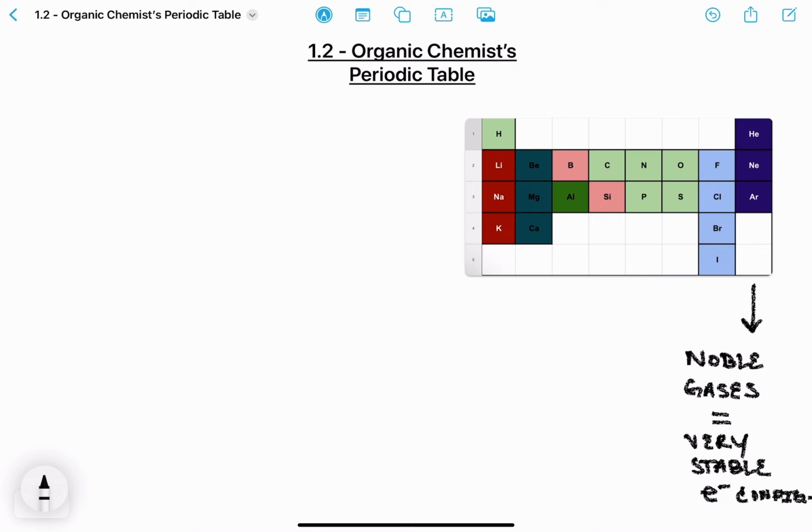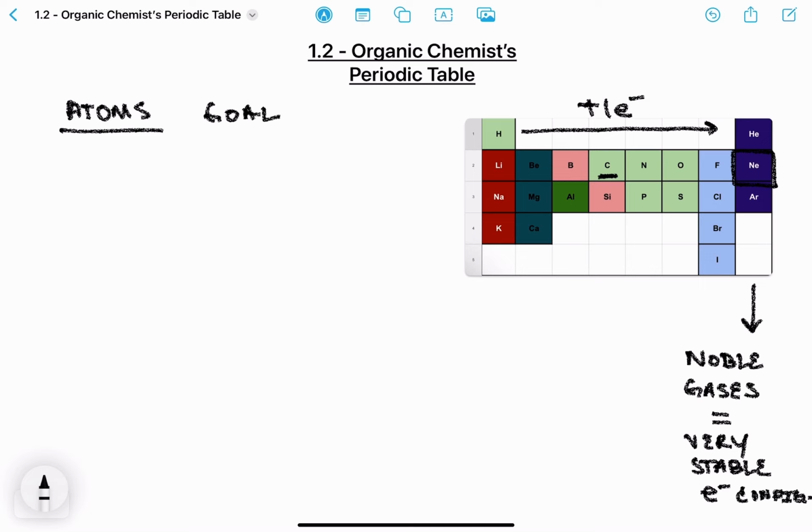So if we look at hydrogen, for example, hydrogen only needs one electron to get to helium's electron configuration, and therefore that stability, whereas carbon needs 4 additional electrons to get to neon's electron configuration and that stability. And so when we look at atoms and their goal, hydrogen's goal is a duet. That's 2 electrons, what it needs to achieve that noble gas electron configuration.